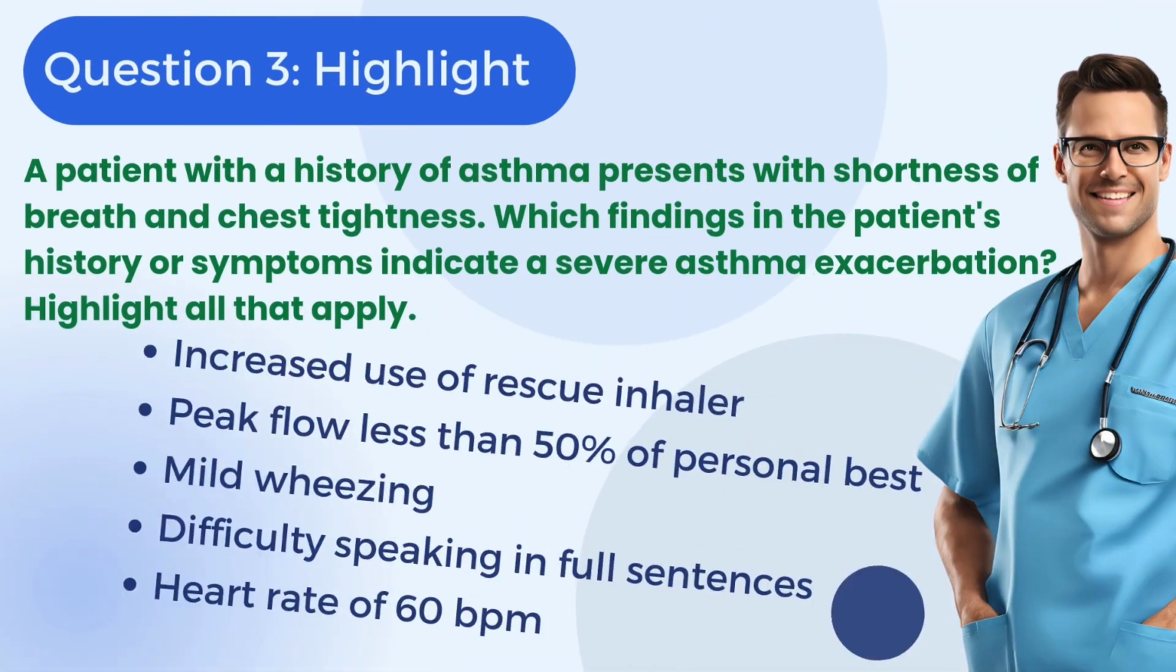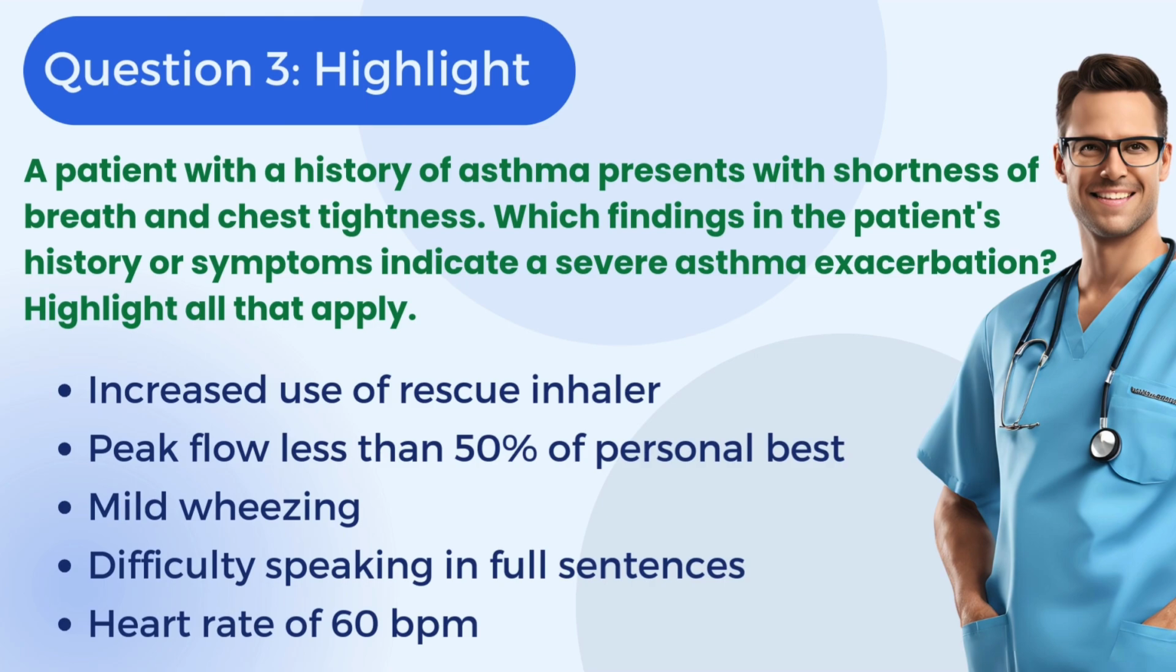Question 3. Highlight. A patient with a history of asthma presents with shortness of breath and chest tightness. Which findings in the patient's history or symptoms indicate a severe asthma exacerbation? Highlight all that apply. Increased use of rescue inhaler. Peak flow less than 50% of personal best. Mild wheezing. Difficulty speaking in full sentences. Heart rate of 60 beats per minute.